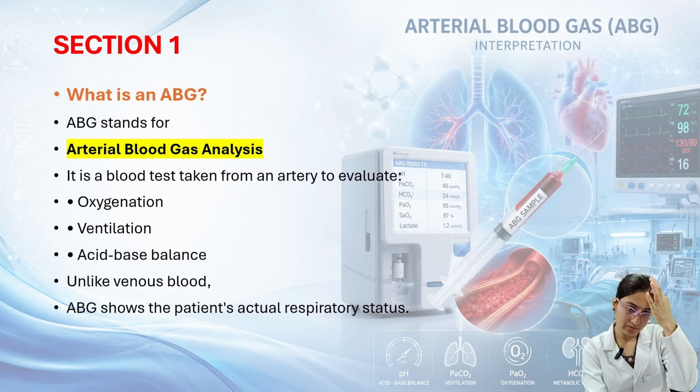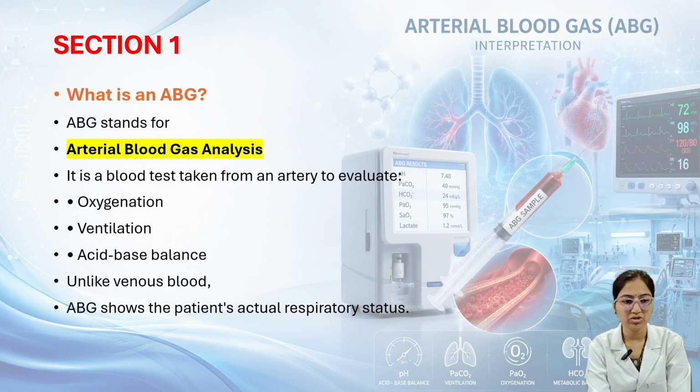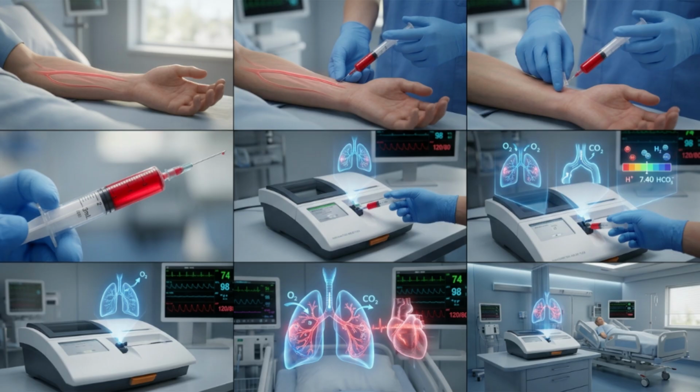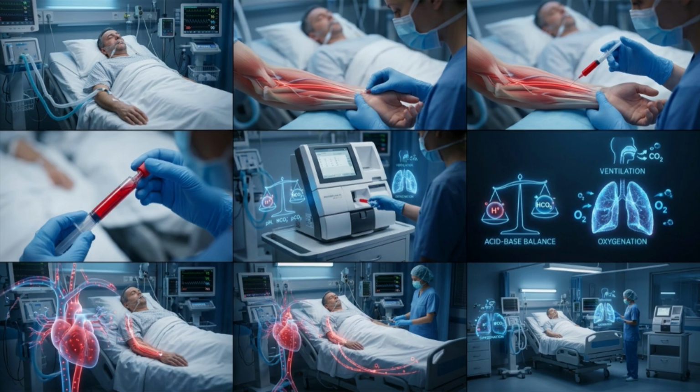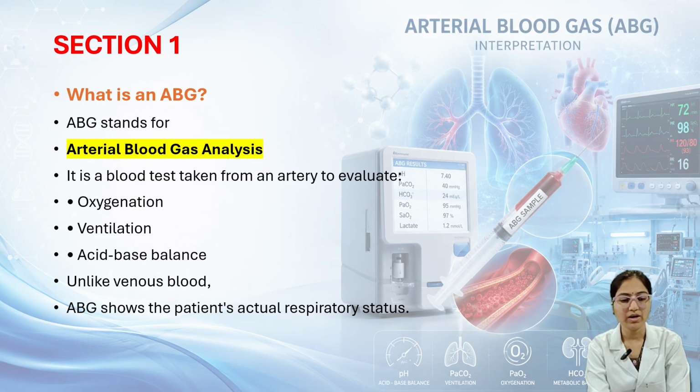We'll start. What is an ABG? Here ABG stands for Arterial Blood Gas Analysis. It is a blood test taken from an artery to evaluate oxygenation, ventilation, and acid-base balance. And unlike venous blood, ABG shows the patient's actual respiratory status.